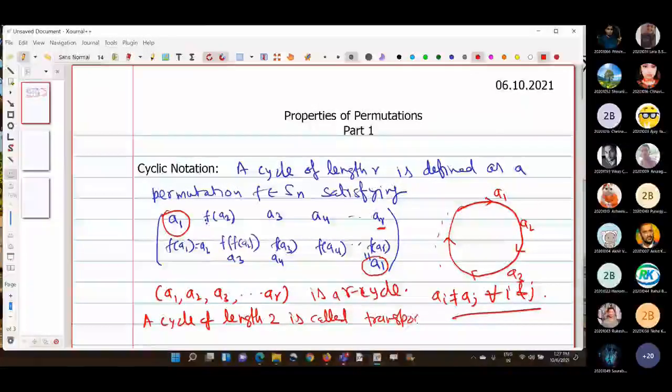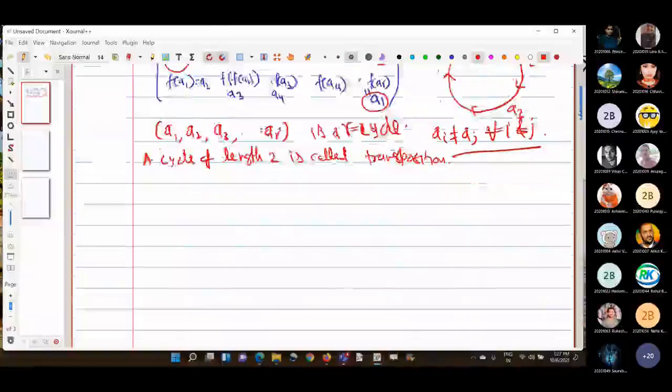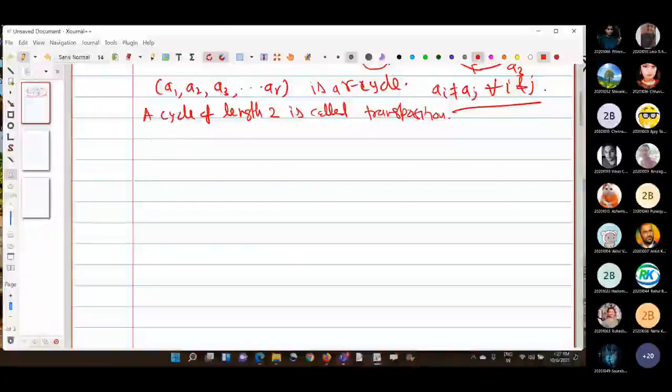Transposition. Fine. Okay. So let us move further. I think this is clear to you now what we mean by cycle.